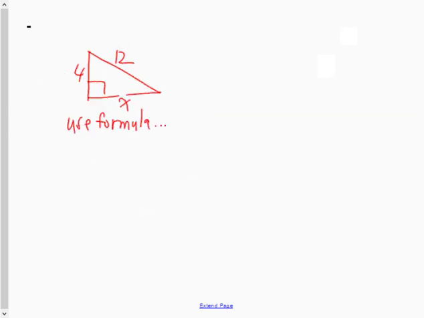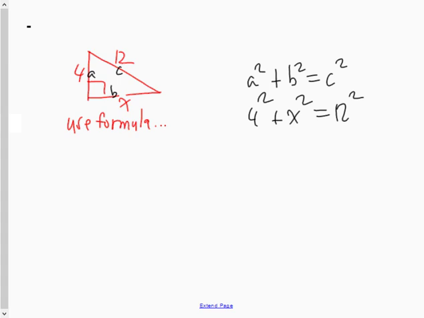And the second question says use a formula here. So legs are always A and B, and your hypotenuse is C, or you can use any other letters, but typically we use that. Because in the theorem, this is our formula. So if A is 4, we're going to put 4 squared plus x squared equals 12 squared. Right? A squared plus B squared equals C squared.